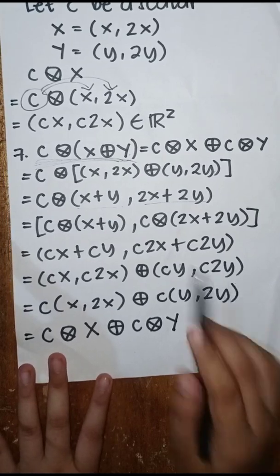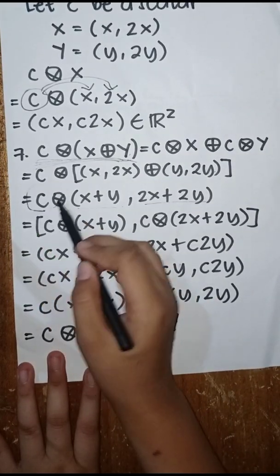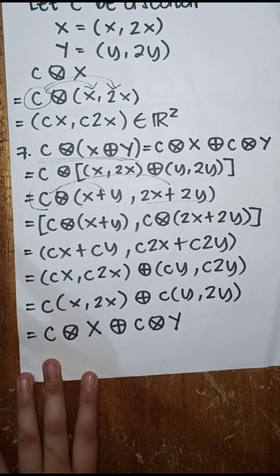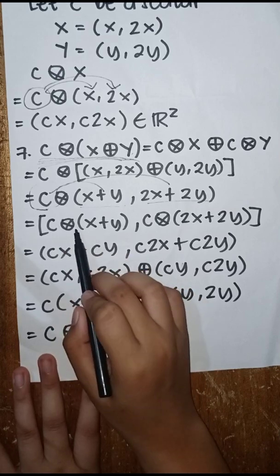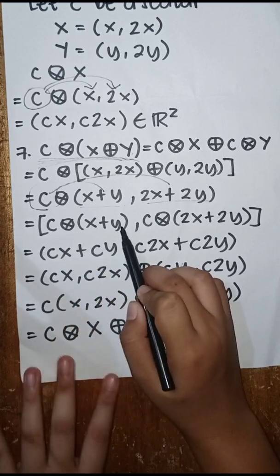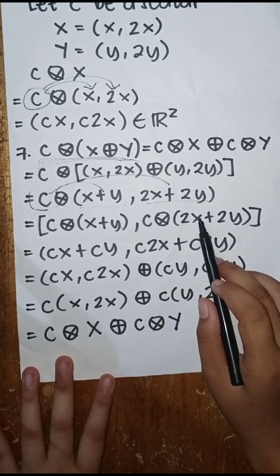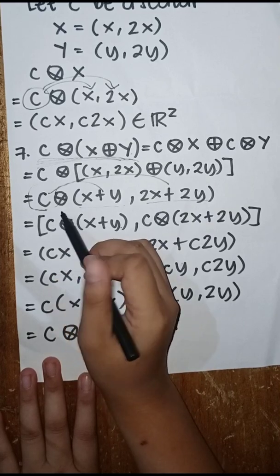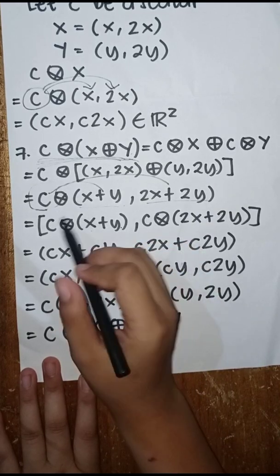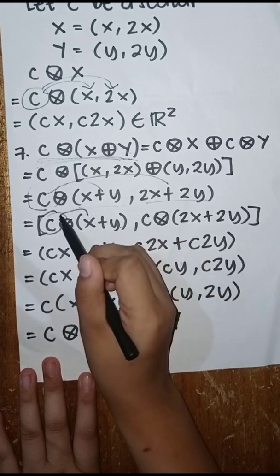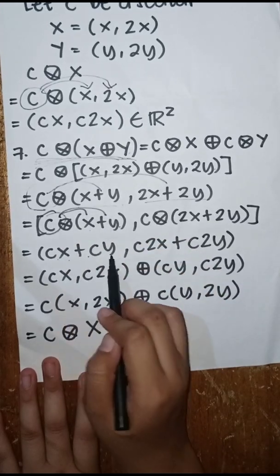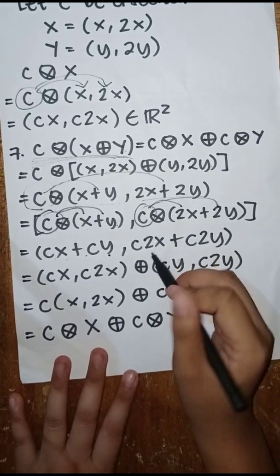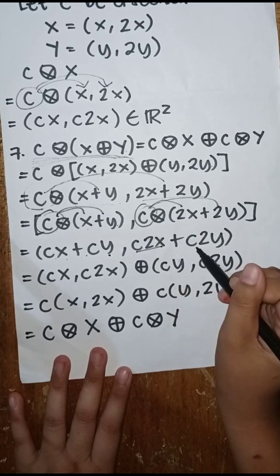After that, we're going to distribute the scalar c to each of the ordered pairs. So we now have c times the quantity x plus y and c times the quantity 2x plus y. After that, again, we're going to distribute the scalar c to each of the terms. So c times x plus y, and then c multiplied to 2x and 2y. Then we have now c2x plus c2y.